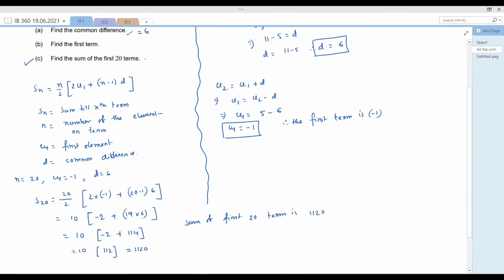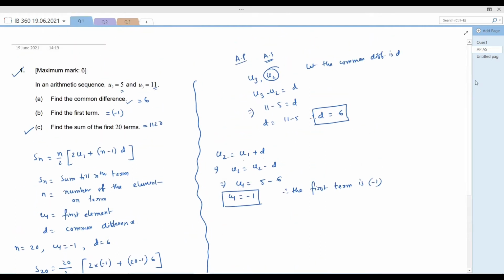This answer is 1120. This answer is minus 1. So all the answers are given. Now we will move towards the next question.